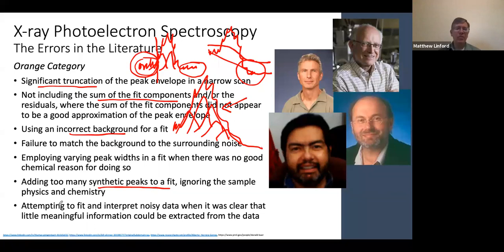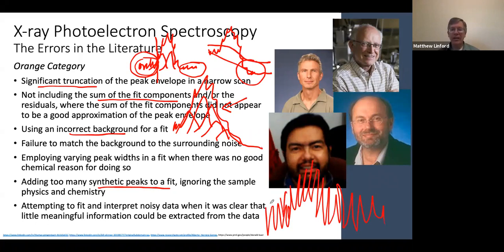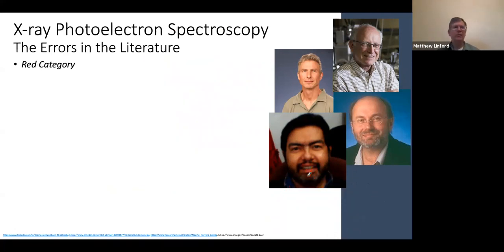Another thing that we would sometimes observe is that people try to interpret really noisy data when there's no information possible there. So literally, we have spectra like this, and people would be fitting it to three peaks or something like that. And there's so much uncertainty associated with data that are this noisy. You just can't pull this kind of information out of the data.